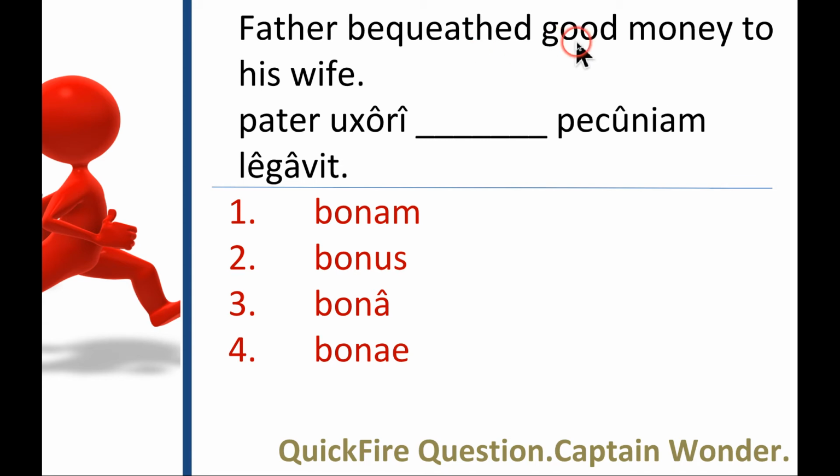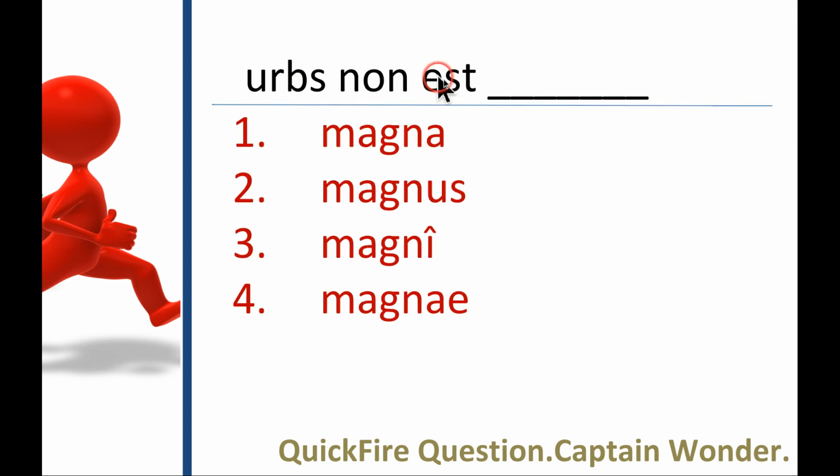So, the father bequeathed good money to his wife. Good money. So it's agreeing with pecuniam, it's accusative singular, feminine, which would be bonam. If we wanted to say to his good wife, which it could, it would be a dative, but you have to look at the translation. Urbs non est. So we have a is, not is. Urbs is the nominative subject, a feminine singular. It's a city. Therefore, it must be feminine singular nominative. Here, magna.